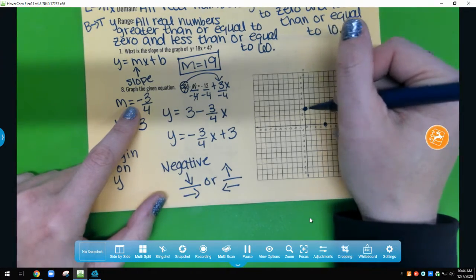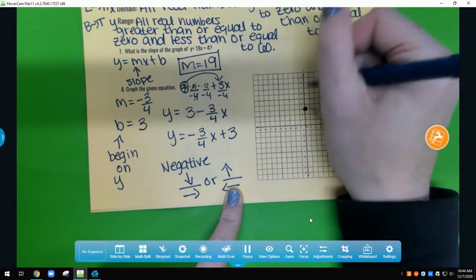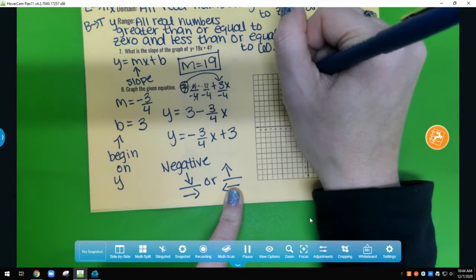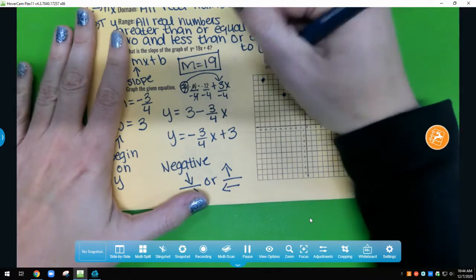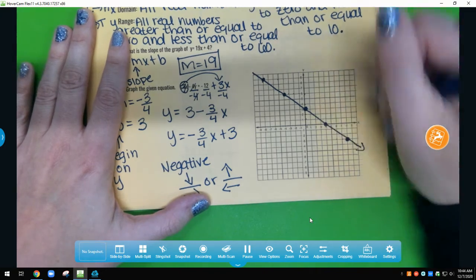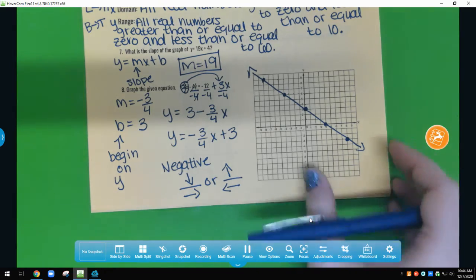Okay, now I'm going to start at the beginning again, but I'm going to go the opposite way. So I'm going to go up 3, left 4. I'm going to do that one more time. And it's just an equation, so it's equal, so it's just a solid line. Okay, so let's look at the next one.